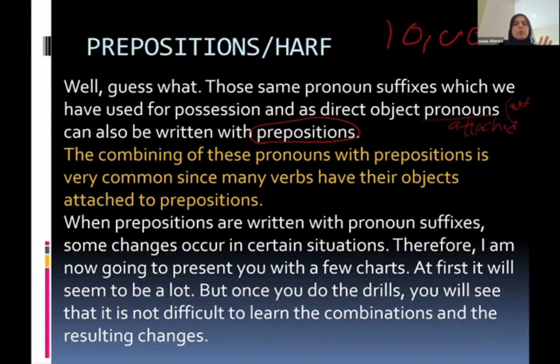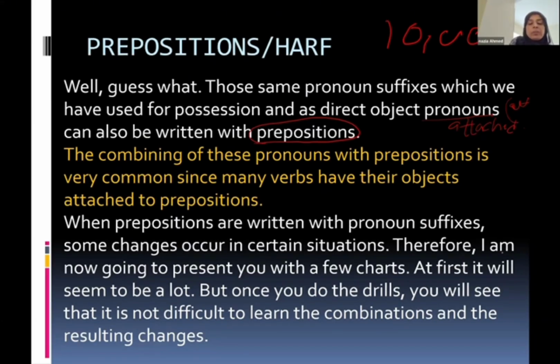Today, instead of rab, we're going to use a member of the letter family. Suppose I use min: minhu, minhuma, minhum. Suppose I go for ala: alayhi, alayhima, alayhim. So instead of the noun rab, I'm going to use these prepositions. Combining these pronouns with prepositions is very common, since many verbs have their object attached to prepositions. When prepositions are written with pronoun suffixes, some changes occur in certain situations, which I'm going to explain today.